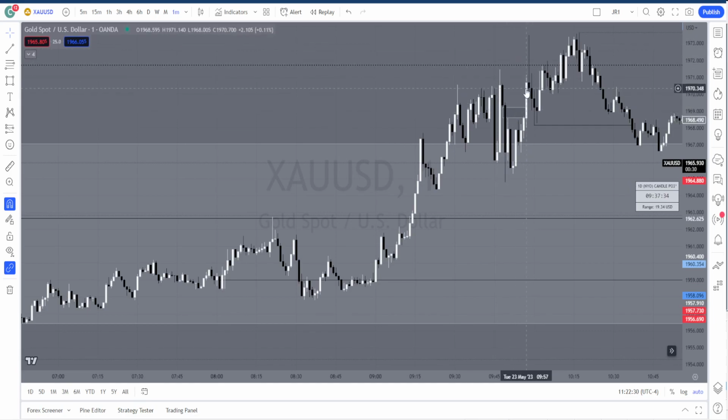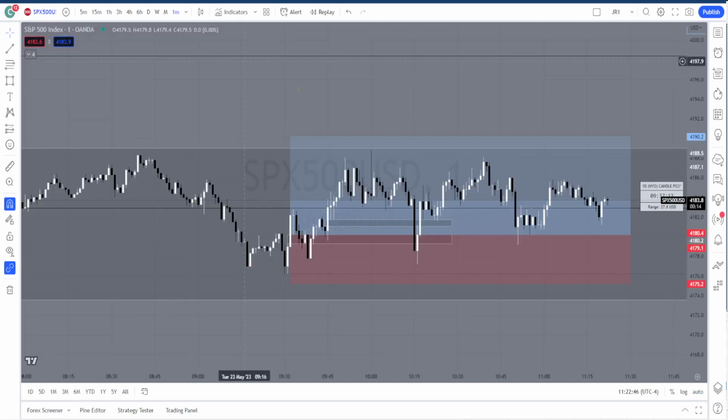Now, I didn't risk even a whole percent on both trades. I risked, I think, 0.2 on gold and 0.6 on SPX. The reason is that I wanted to risk 1% on SPX to begin with, because I did not know gold was going to provide a signal. So I wanted to risk 1%.